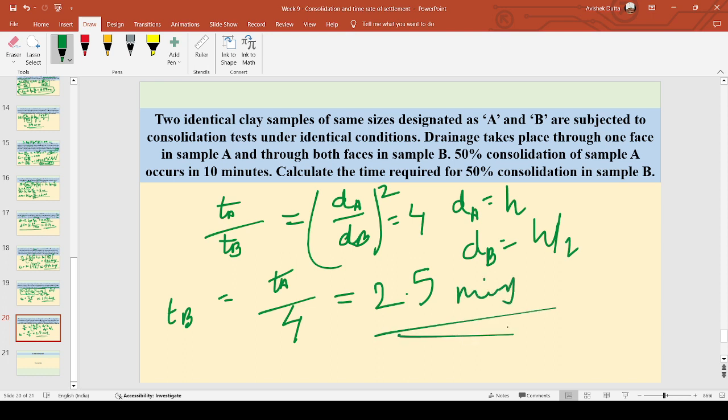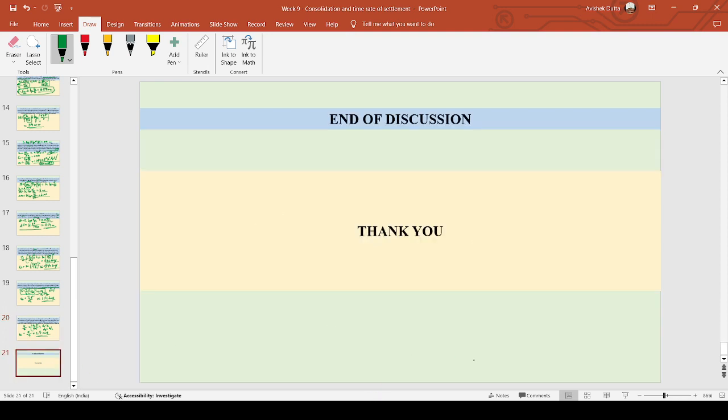I hope this concept is clear: how to equate time with the drainage path when nothing is given or when little information is given. Any doubt regarding this session? No, sir. Thank you.